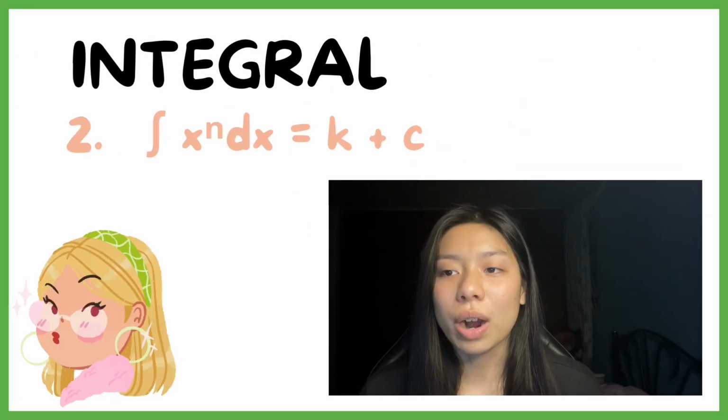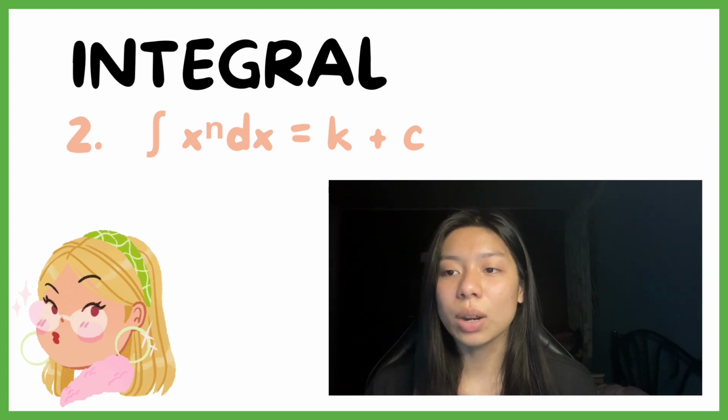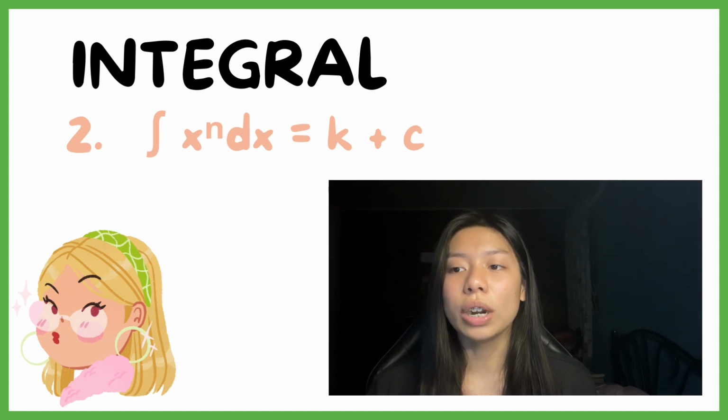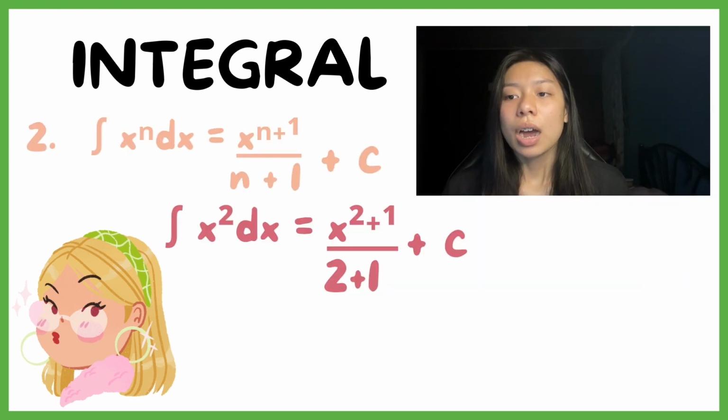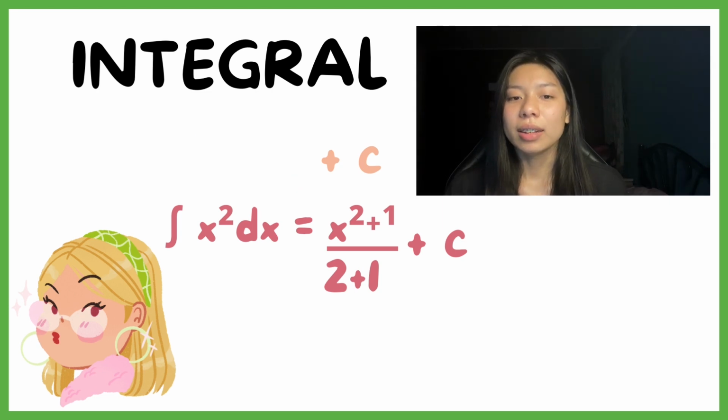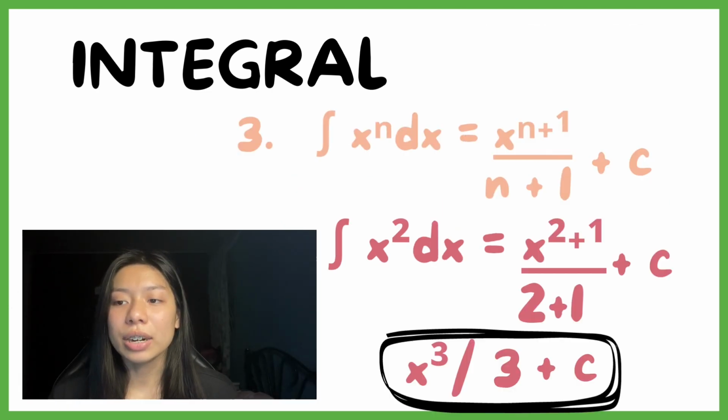Up next is our second rule, the integral of x raised to n dx equals x raised to n plus 1 over n plus 1. Integral of x squared dx is equal to x raised to 2 plus 1 over 2 plus 1 plus c. In our final answer, it should be x raised to 3 over 3 plus c.